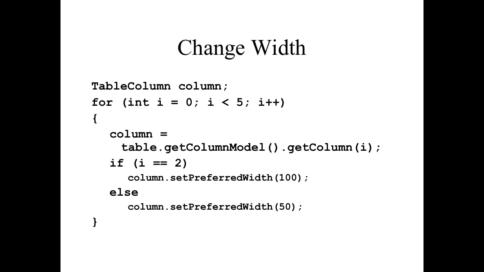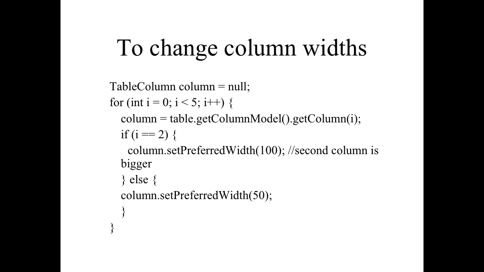So here's a table column. We'll go to the table model, get the column, and then we'll proceed to change some properties such as preferred width. We can change column widths for an arbitrary table. We just get the column model, and then once we have it, we can set the preferred width of the column.